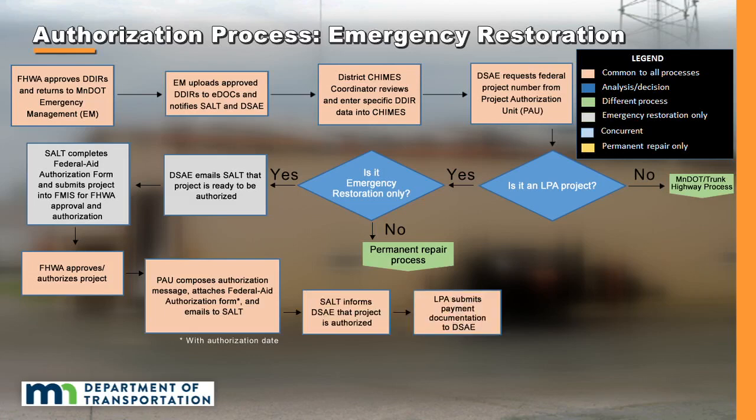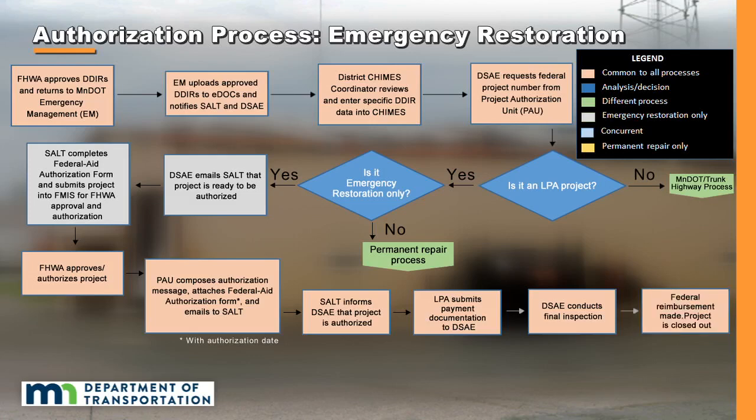11. The local public agency, your organization, submits payment documentation to the DSAE. 12. The DSAE conducts a final inspection. 13. Federal reimbursement is made and the project is closed out.